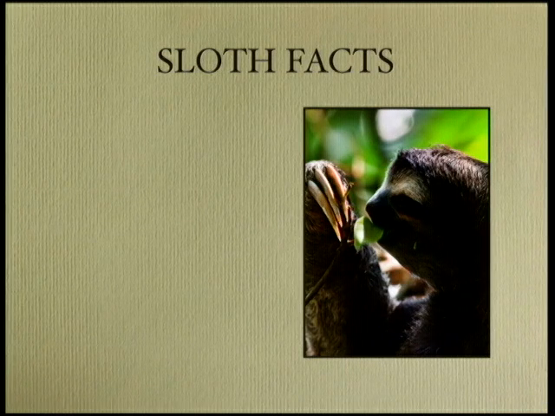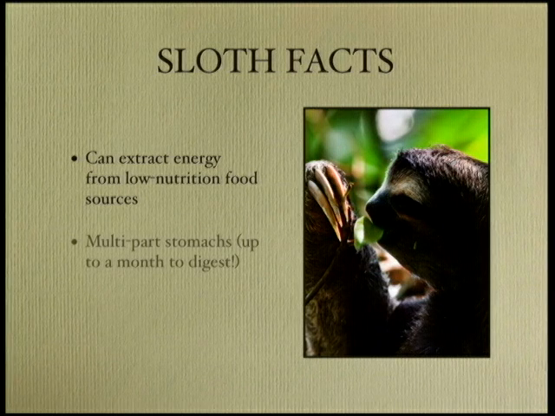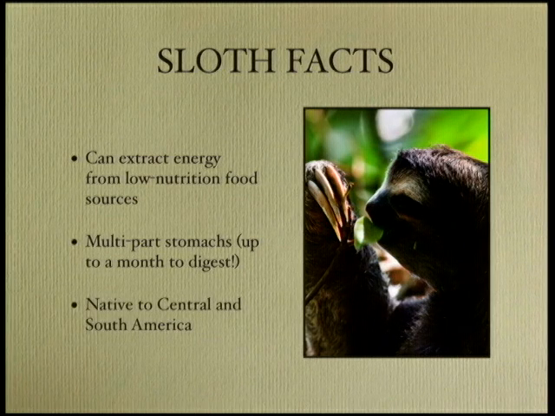So here's some facts about sloths. They can extract energy from very low nutrition food sources. Sloths eat leaves. Leaves have almost no energy in them, but they can manage to live off of this. This is an amazing evolutionary feat. They can do this because they have multi-part stomachs. It can take them up to a month to digest their food. That's a pretty long time. Sloths are also native to only two parts of the world, Central and South America.